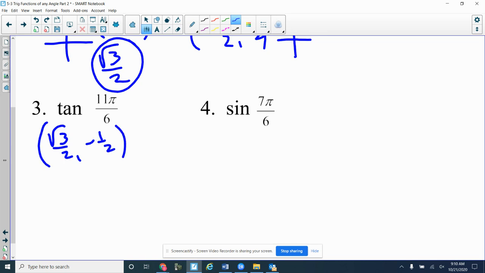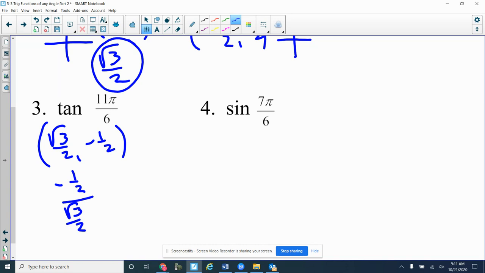Now you see why I told you the history of this one. See, everything I do in here is for a reason. What's the ratio for tangent? Y over x. Yes. So we're going to put the y value over the x value.